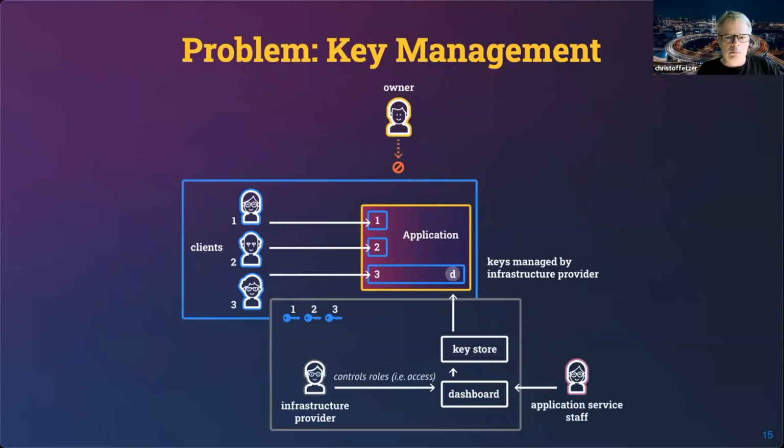I can provide keys to my application via some API. There is the problem that typically that key store is managed by somebody, say the infrastructure provider, and somebody controls access to the dashboard that gives access to the key store. And so there might be a problem: if I, as an infrastructure provider, manage that key store, how can I exclude myself, so that I cannot grant myself access to the keys that I used in the application?